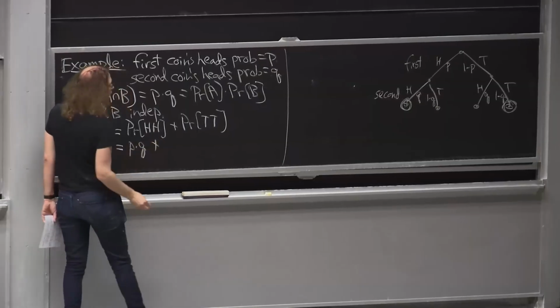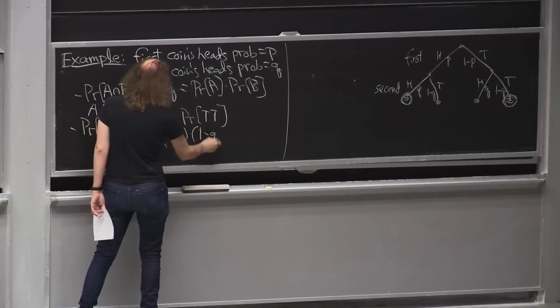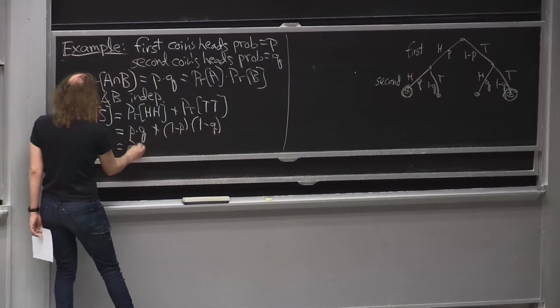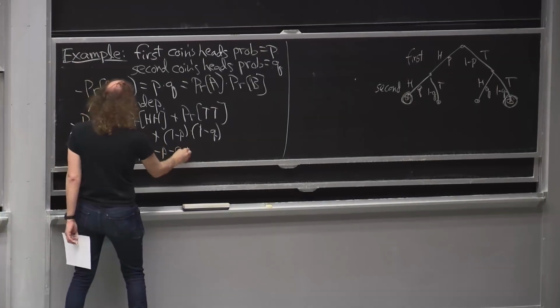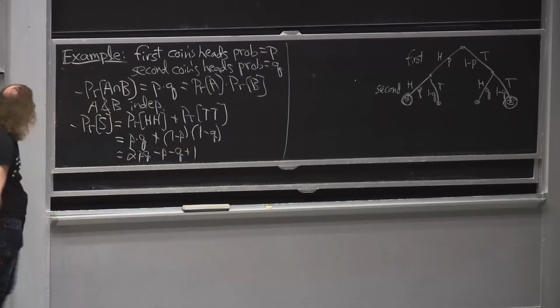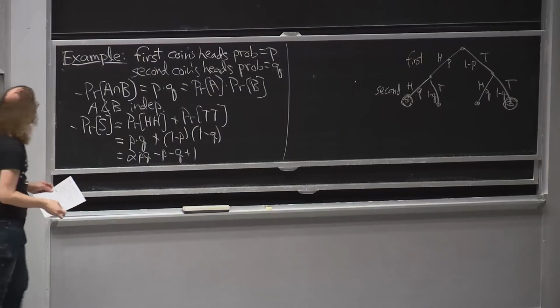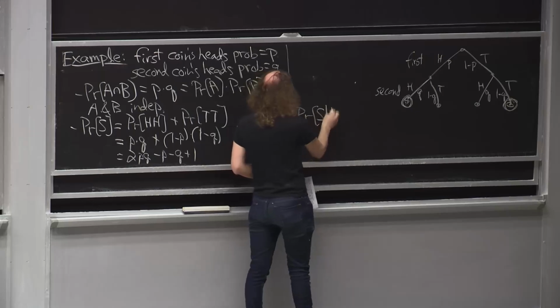And the other one is 1 minus p times 1 minus q. And now I just get some ugly algebra. This is like 2pq minus p minus q plus 1, I think. Check. Yes.